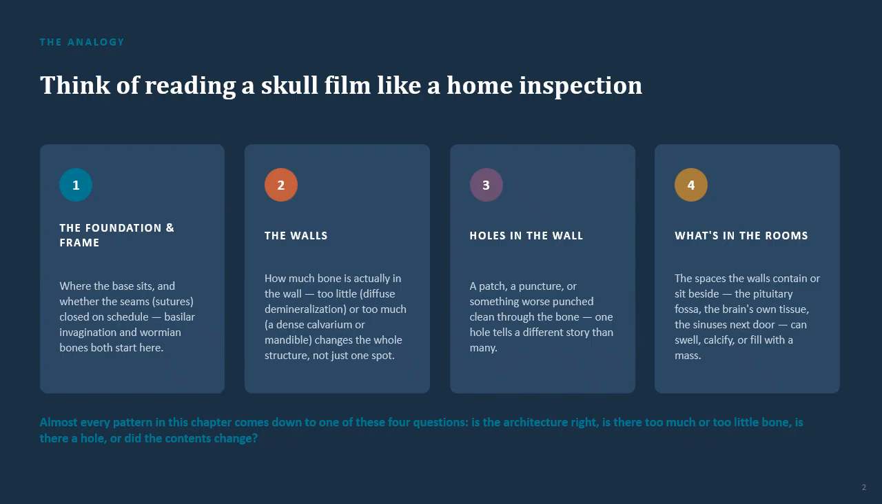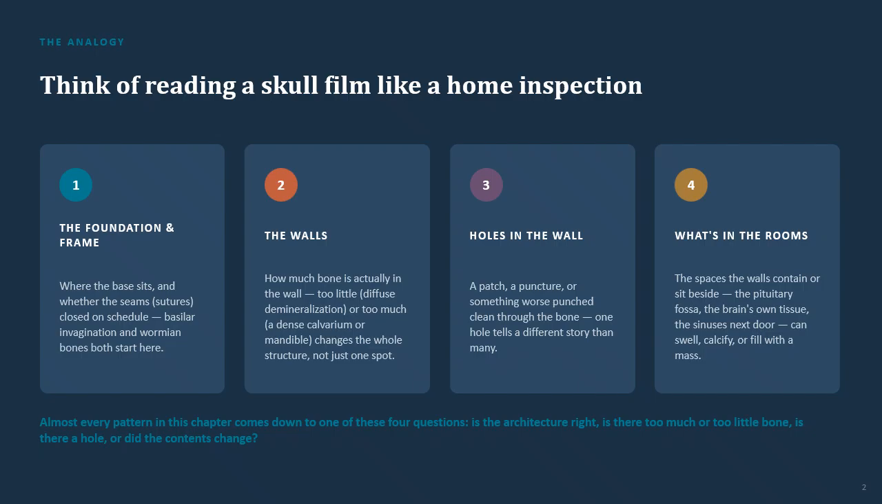Each week we've been starting out with some sort of analogy. So this is the analogy that we're going to use for looking at skull patterns. When we're looking at the skull film, it wants us to think of it as doing some sort of home inspection. If you've ever purchased a house or rented an apartment or a place to stay, it usually begins with, hopefully, some sort of home inspection. So you're inspecting what is there.